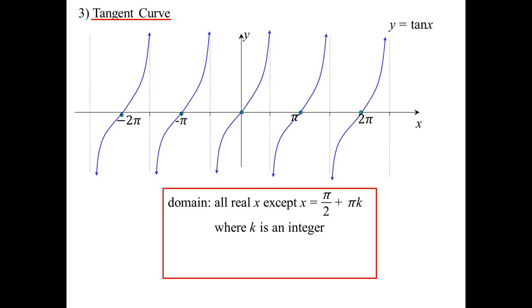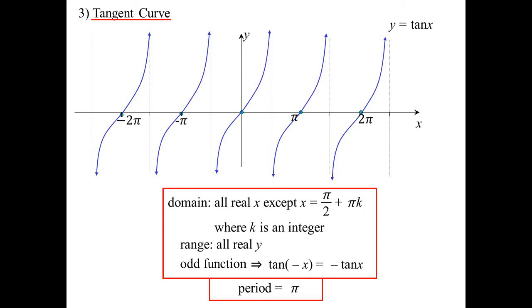So let's have a look. Now this is a little bit more fun trying to write the domain for this one. It's all real x, except, well, I've gone with pi on 2, because there it is at 90 degrees, but then of course every pi before and after that, we find another asymptote. So I've just written that as well, plus pi k, where k is some integer. The range is all real y. In this case, it's an odd function. We've got our rotational symmetry. So tan negative x is negative tan x. The period for this one, of course, is just pi, not 2 pi.